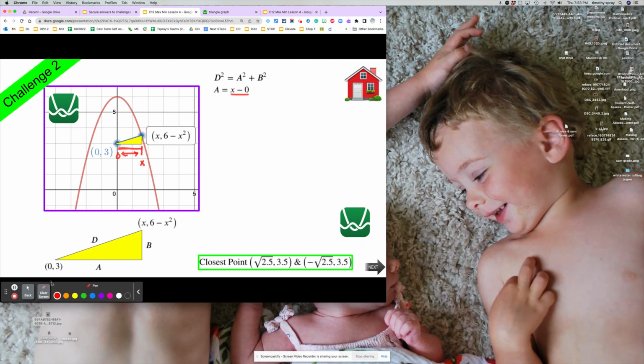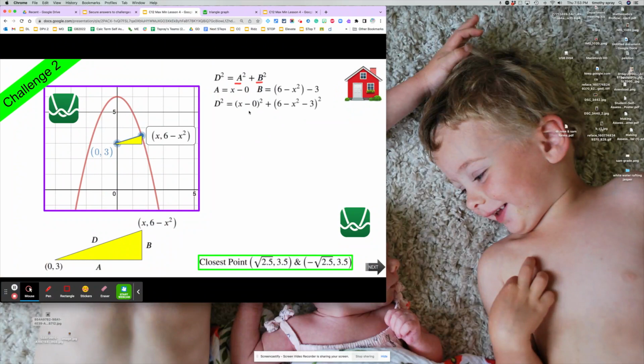Then we're going to look at the vertical, and the vertical is simply this vertical height minus this vertical height. So we have 6 minus x squared, which is the top, and we subtract the 3. That's this vertical height right there. Now we already labeled A and B, and we're just going to substitute.